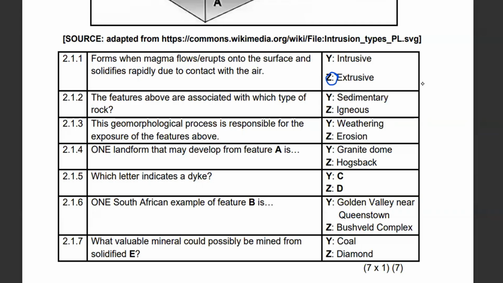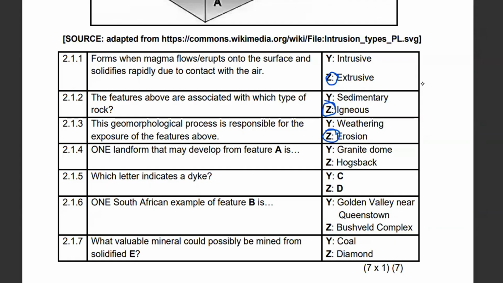Right, then the next question is talking about the features above. They are associated with which type of rock? Those are igneous rocks. Remember, igneous rocks are of volcanic origin. You cannot have sedimentary rocks forming those features. This geomorphological process is responsible for the exposure of the features above. The exposure is through erosion.